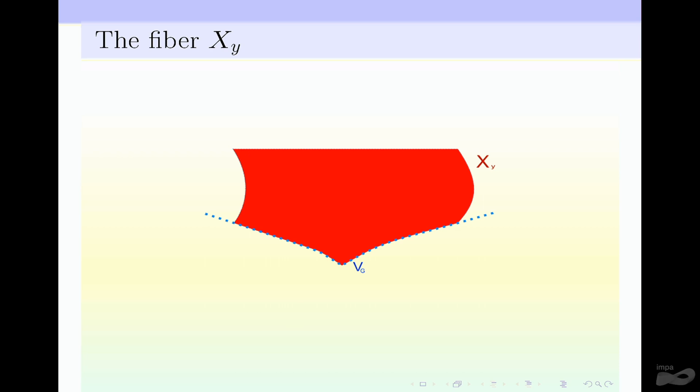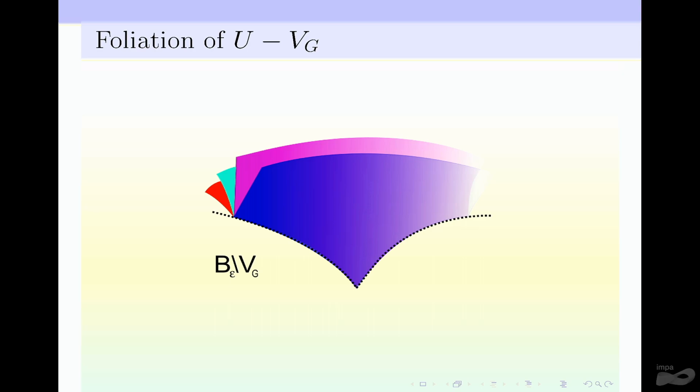So this blue dotted line here is V_G, the variety of G. It's possible to show that if you take the topological closure of X_y, everything glues into V_G, the variety of G, okay? So that's the geometric idea. And when you move y along the image, you get a family of X_y, and it will provide you a foliation, a kind of foliation of your source space, okay? And the leaves are something like exactly this way.